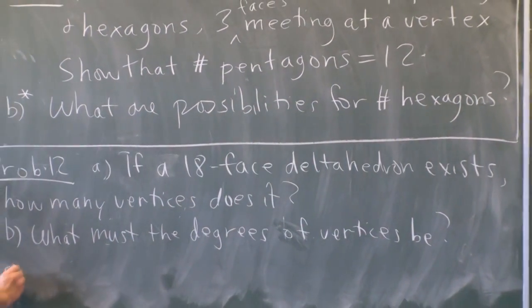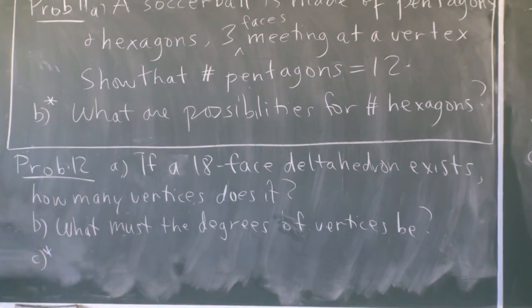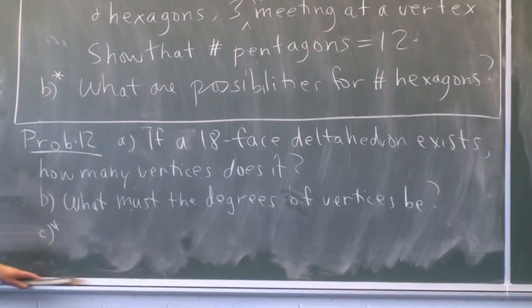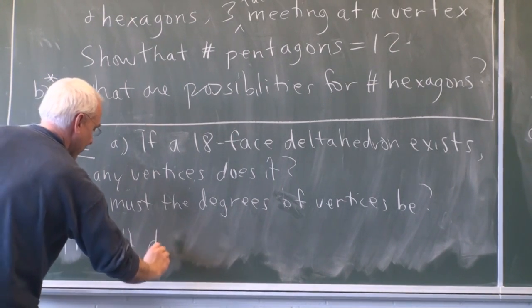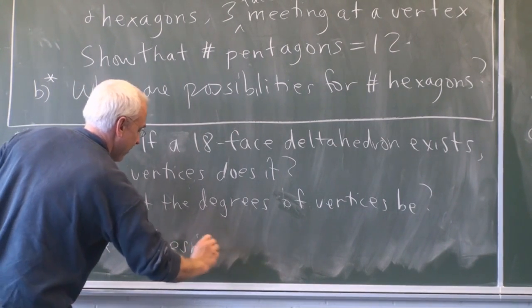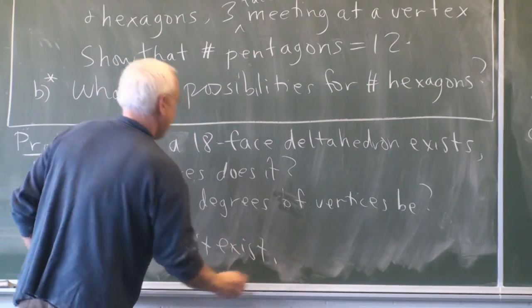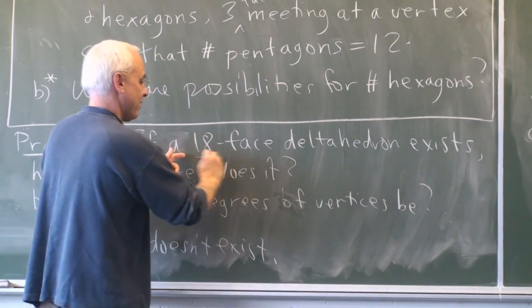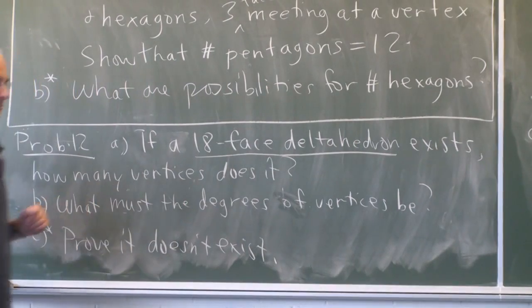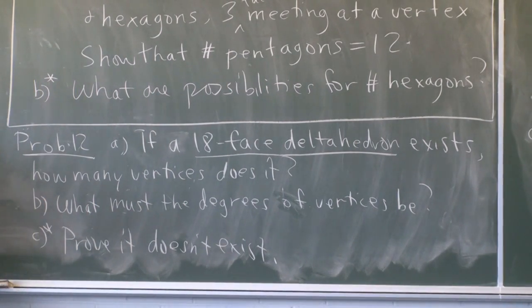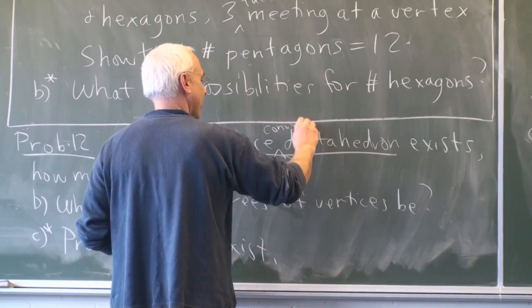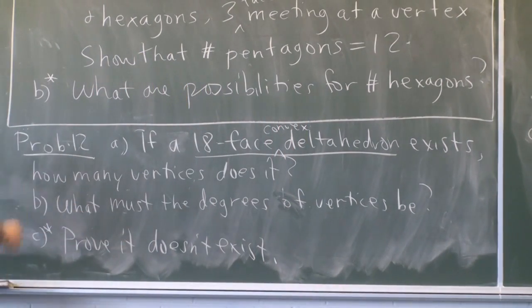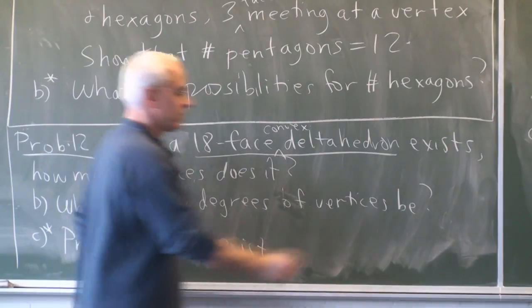And C, a star problem, again for those ambitious students. Prove that it doesn't exist. We're talking about the 18-face deltahedron. Is that only for the convex one? For the 18-face convex deltahedron, exactly. Okay, that might be a bit of a challenging exercise, I don't know.